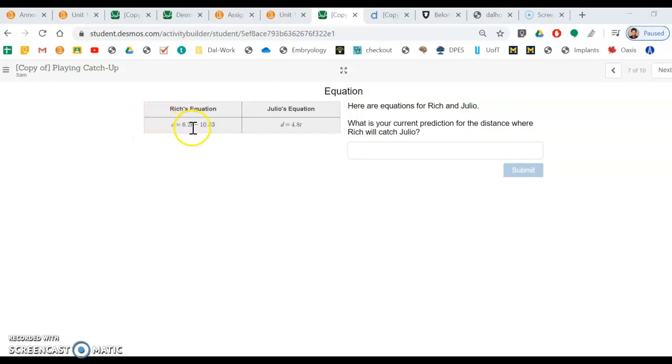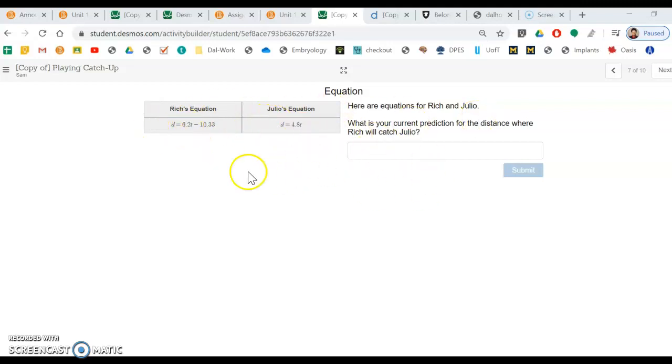So if time t is equal to 2 seconds, what would be the distance covered by Rick versus the distance covered by Julio? You did not get anything at 2 seconds, they are not meeting each other. So how about at 4 seconds? How about at 6 seconds?